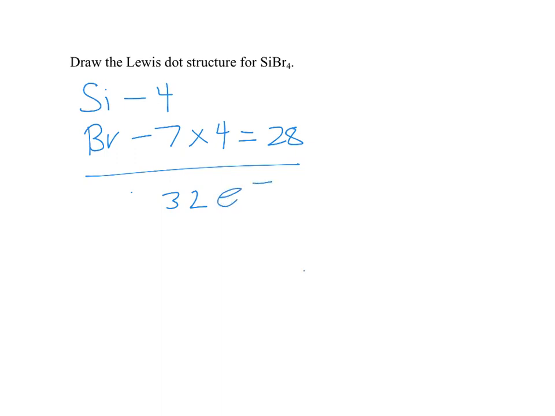The less electronegative element goes in the center, and usually it's the element that's all by itself. And then we're going to attach the bromines to the central atom. They're going to each share a pair of electrons with the silicon. And so now silicon has its octet, it has access to 8 electrons. And now the bromines need their octets. Each bromine is going to get 3 lone pairs of electrons.